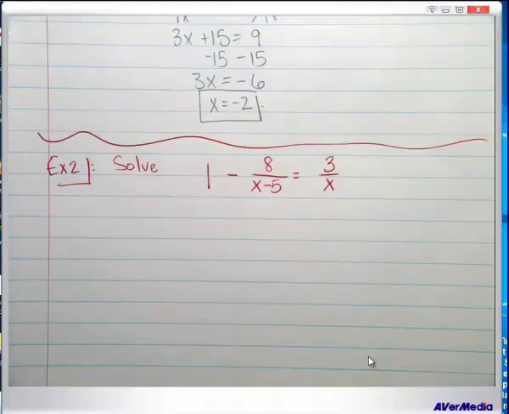Do I use cross multiplication, or am I going to have to use a new method with the least common denominator? So Gary, what do you think? Is cross multiplication going to work in this problem? No. Why not?